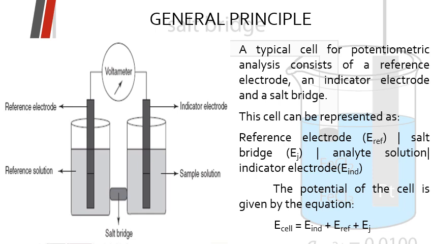The potential develops across the liquid junction at each end of the salt bridge. The junction potential across the salt bridge, EJ, is so small that it can be neglected.